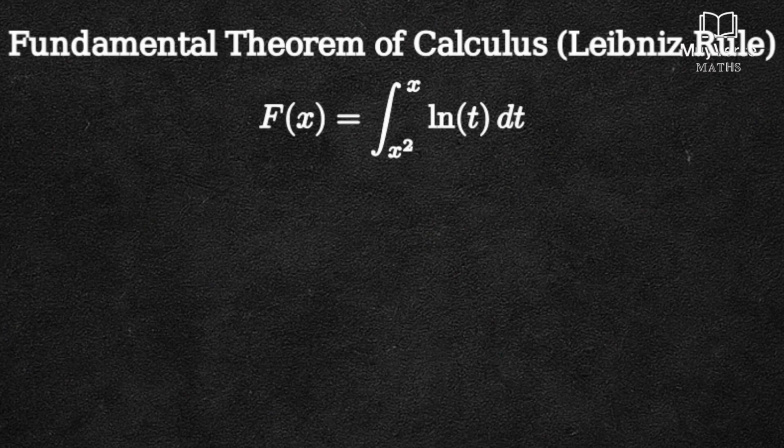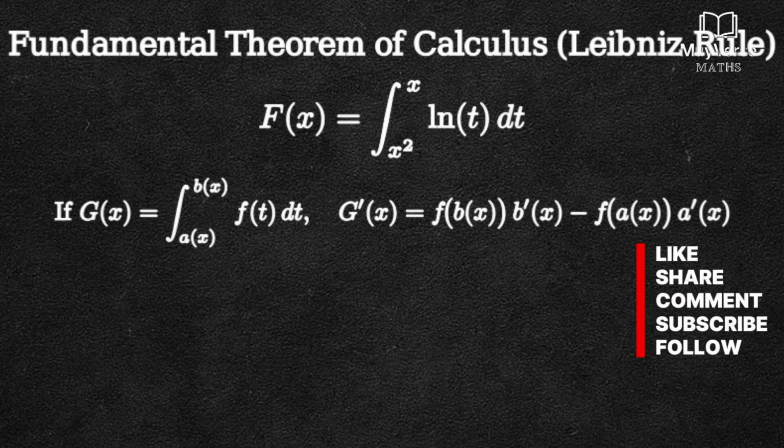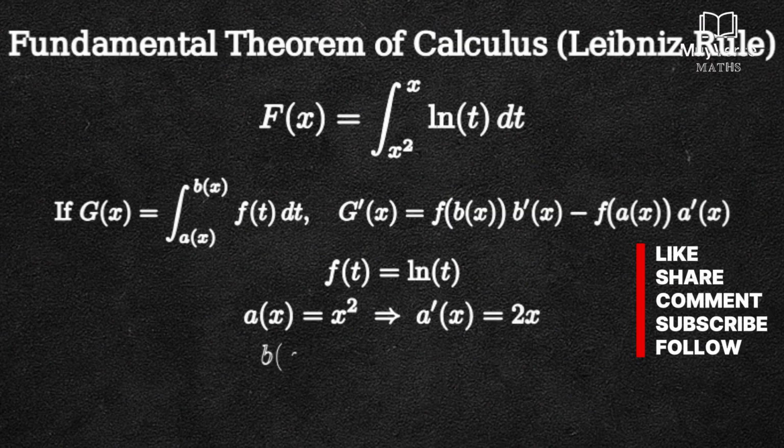Step 1. Recall the Leibniz rule. If G of x equals the integral from a of x to b of x of f of t dt, then the derivative G prime of x equals f of b of x times b prime of x minus f of a of x times a prime of x. Now, let's identify the pieces for our problem.